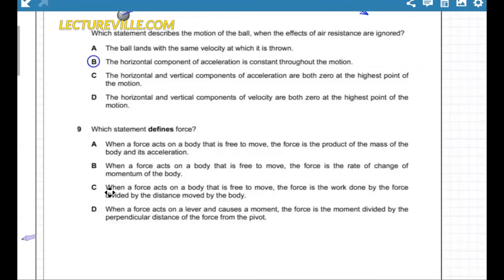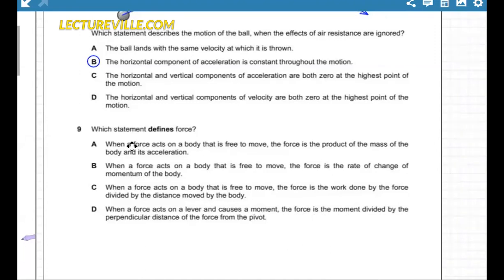Let's see what C part says. When a force acts on a body that is free to move, force is the work done by the force divided by distance moved. That is a very good formula to calculate force, but not a definition. When a force acts on a lever, causes a movement, force is... D is also a property of force, but still not what defines force. So A and B.